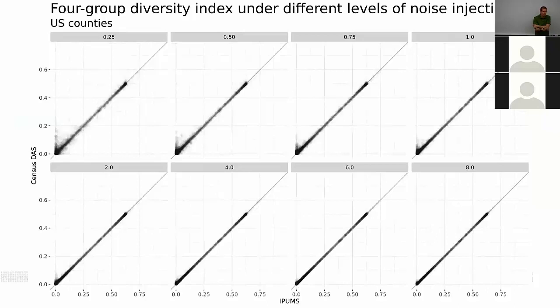This is a research thread that we're going to keep moving on. We want to do more with the segregation computations to see what kind of impact the differential privacy has for dissimilarity and for other types of segregation indexes that we can calculate.